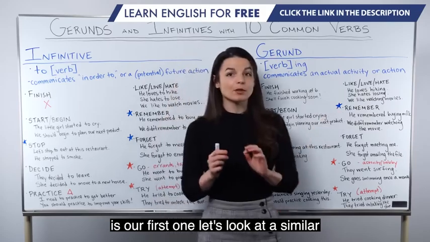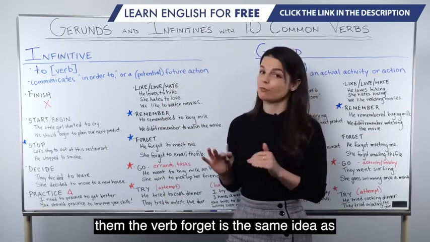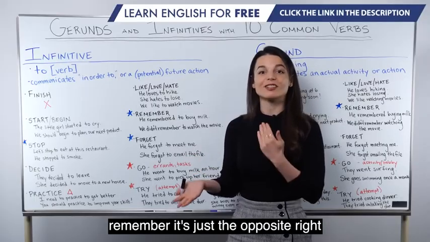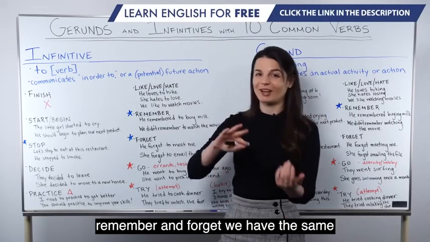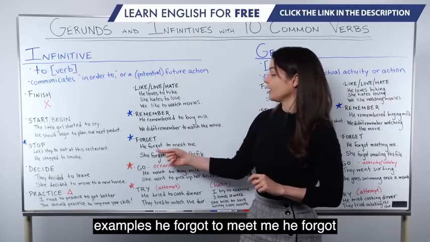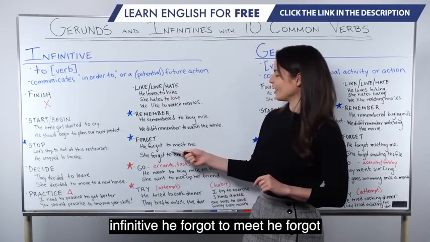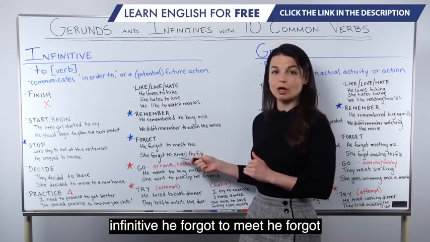Let's look at a similar pattern that we have with our next verb then. The verb forget is the same idea as remember. It's just the opposite, right? Remember and forget. We have the same rule that applies. So let's look at our examples. He forgot to meet me. He forgot to meet me. So here we have our infinitive. He forgot to meet me.